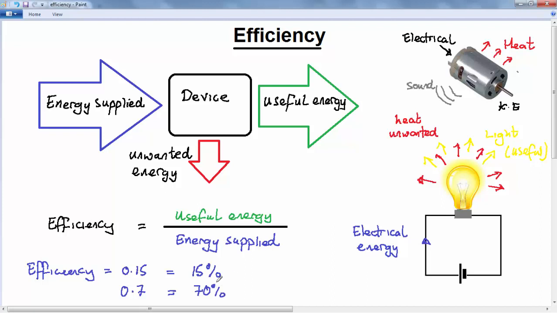In the next lesson, we're going to have a look at some more quantitative efficiency calculations.